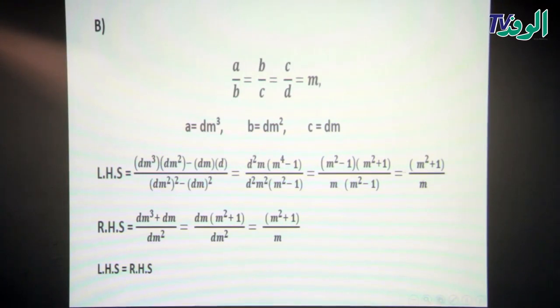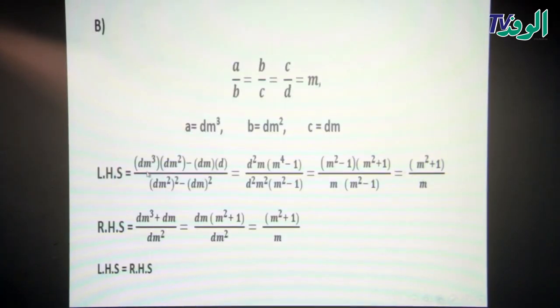Since A, B, C and D are in continued proportion, we can write A over B equals B over C equals C over D equals constant m. So we can find A, B, C in terms of D and m like this: A equals dm to the power of 3, B equals dm squared, C equals dm. Then we are going to replace A, B and C on both sides by dm cubed, dm squared and dm.